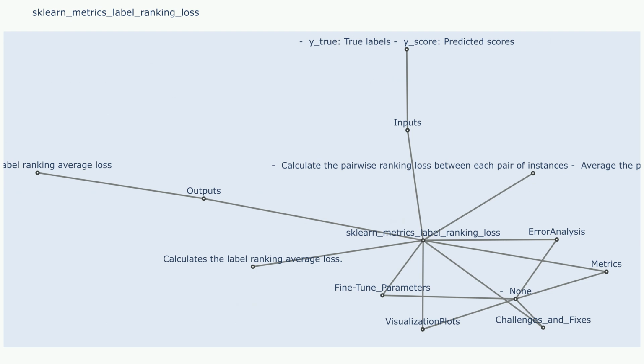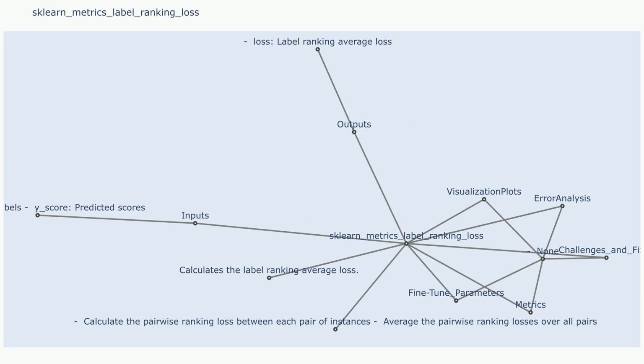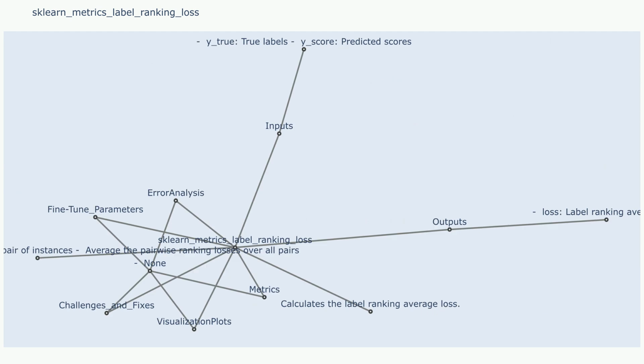Each row corresponds to a sample, and each column corresponds to a label. The scores should be real valued, representing the model's confidence in the presence of each label. Outputs: label ranking loss. This is a single floating point value representing the average number of label pairs that are incorrectly ordered. A lower value indicates better ranking performance.